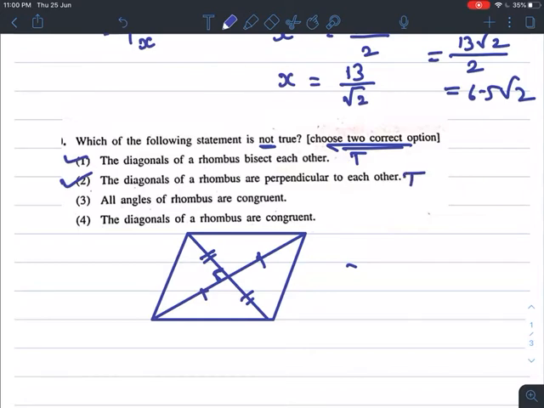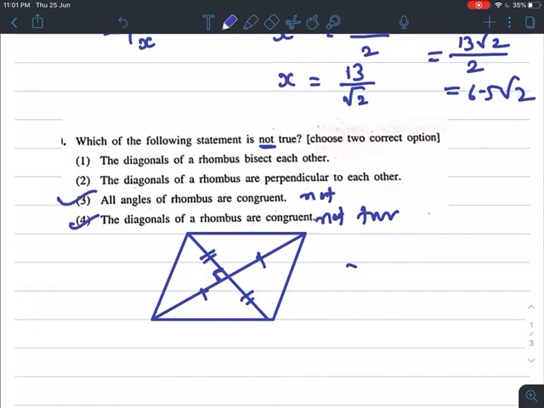So now the remaining two are the options which are not true. This is not true. This is not true. But we'll check it. So you have to write the answer. These are true properties, but the question asks which are not true. So the answer is 3 and 4. So keep in mind which is not true.